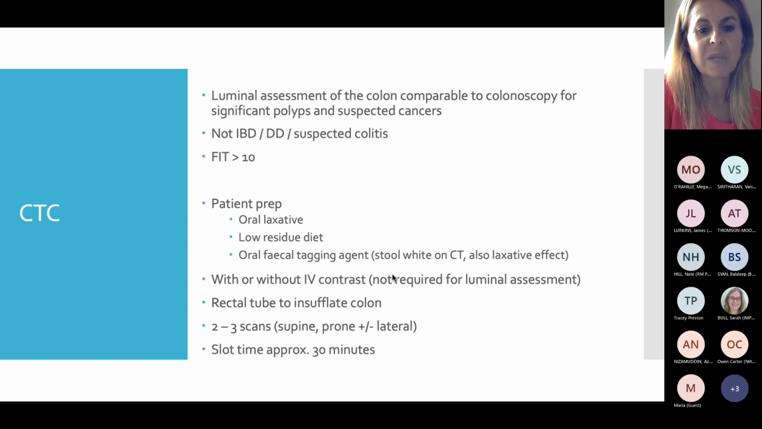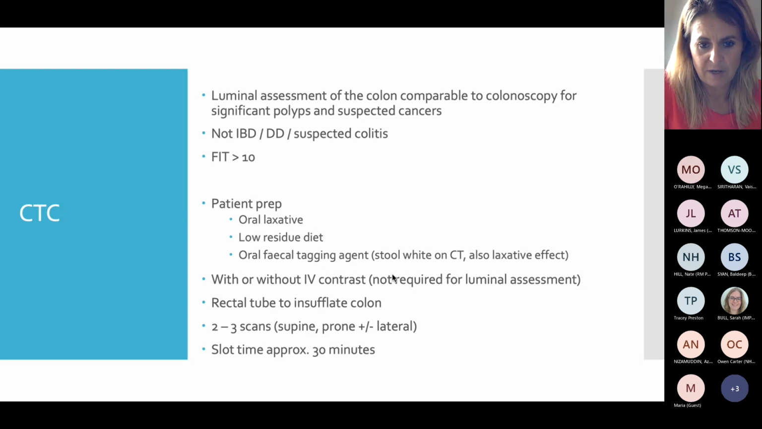It requires a patient preparation in the same way that colonoscopy does, over a 3-day period. So patients are given an oral laxative, which is generally much better tolerated than the prep required for colonoscopy. So it's much less purgative, and so even the more frail patients can usually tolerate this. They then need a low residue diet, and we also give them an oral fecal tagging agent. And that is usually gastrografin, which also has a bit of an osmotic laxative effect.